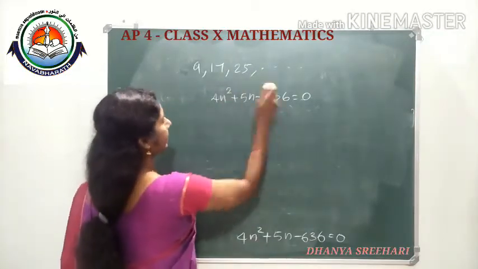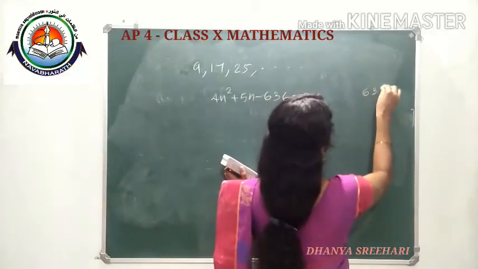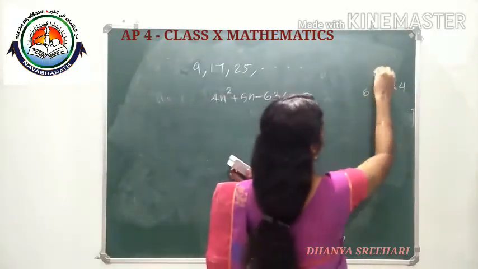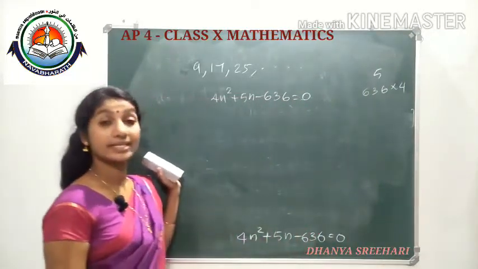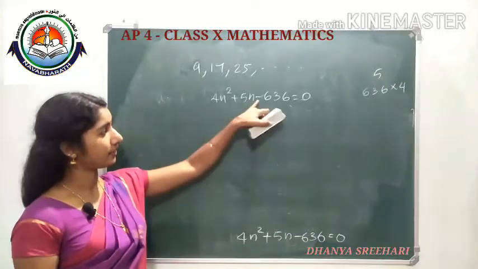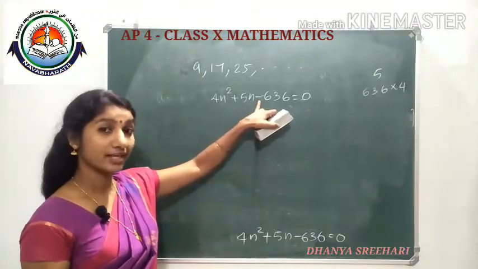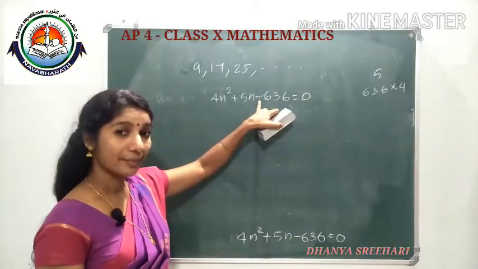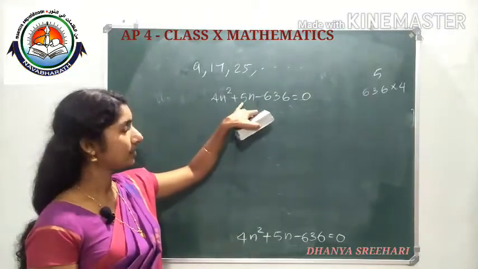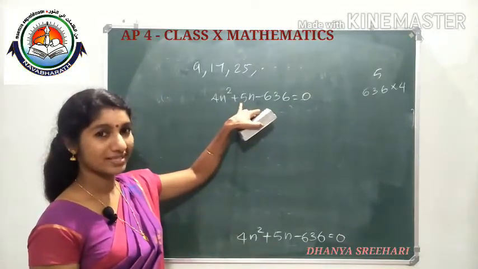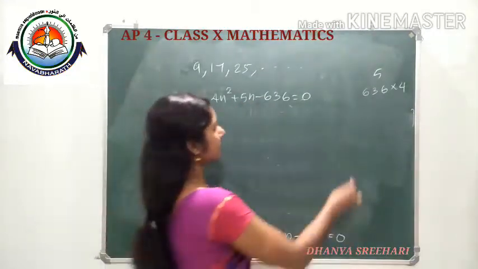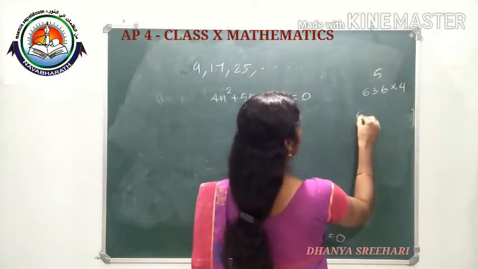Two numbers whose product is 636 into 4 and whose sum is 5. Two numbers sum is 5 and the product is 636 into 4. It is given as a negative number, so the product is negative. Product negative means among the two numbers one is positive and the other one is negative. So the bigger one is positive, because plus 5 is given and 5 is actually the difference. So 636 into 4 is the number.